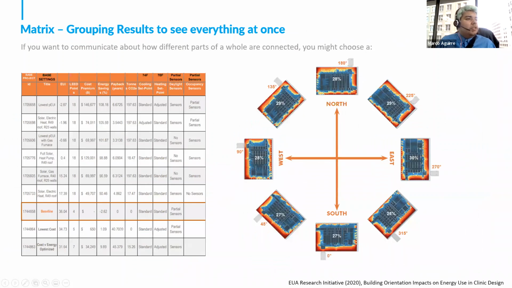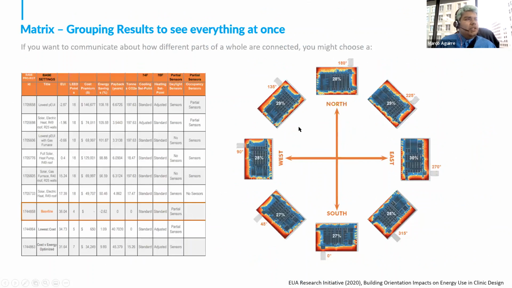Here's another type of matrix. So this is one that was shared with us from the EUA architecture firm. It was looking at exploring different orientations for the exact same building, and also exploring this building in different locations. So what was going to be the most efficient facade strategy, shading strategy, some of the different system strategies within the building, and then how did orientation impact those factors.